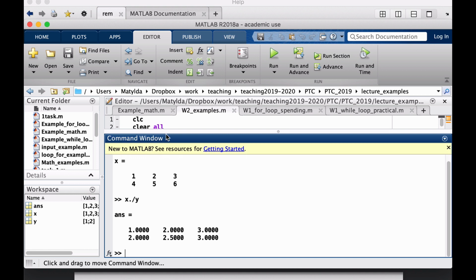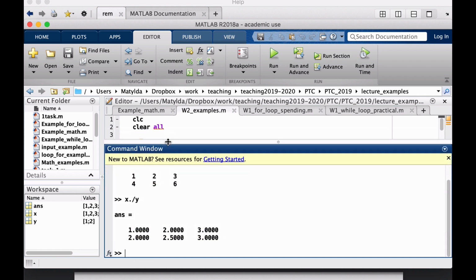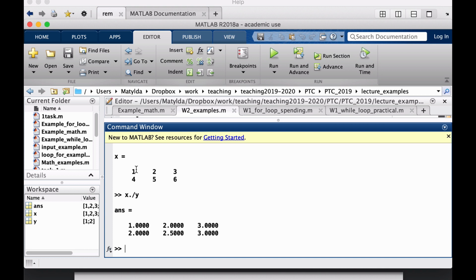Y was 1, 2. So now it divided 1 by 1, 4 by 2, and we have the result 1, 2. Then 2 by 1, 5 by 2. So we have 2 and 2.5. And then 3 by 1, 6 by 2. So the result is 3 and 3. So that's how it understands it these days.